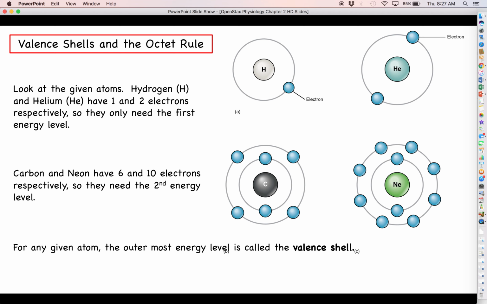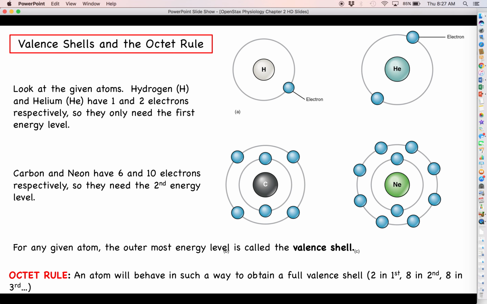So for each one, we want to pay special attention to how many electrons are in that outermost energy level. Or, if we want to rename it, the outermost energy level is called the valence shell. And the electrons in that valence shell are called valence electrons. And the valence electrons are going to be critically important for predicting the behavior of an atom.